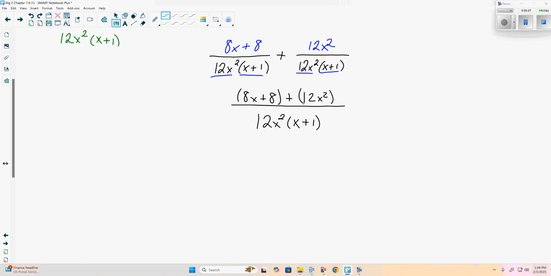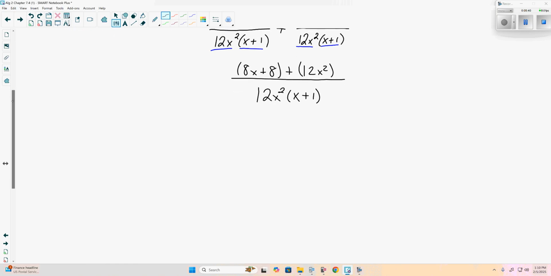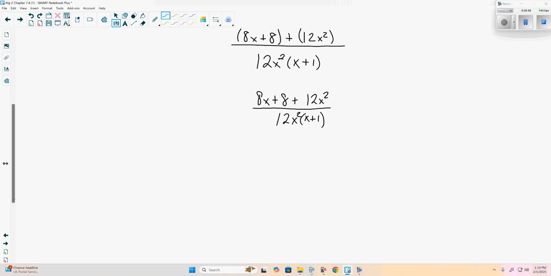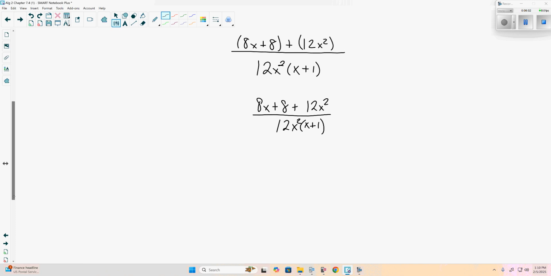Since the denominators are the same, we can make them one fraction with the same denominator, our 12x squared times x plus 1, and we can add the numerators. Now for us here, since we're adding, the parentheses around the 8x plus 8, we can drop those because there's not a sign in front of it, so the signs aren't going to change. And the signs with 12x squared aren't going to change either. So really we're saying that we have 8x plus 8 plus 12x squared.